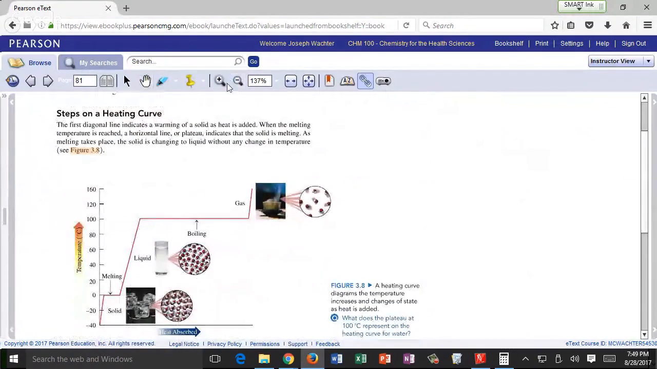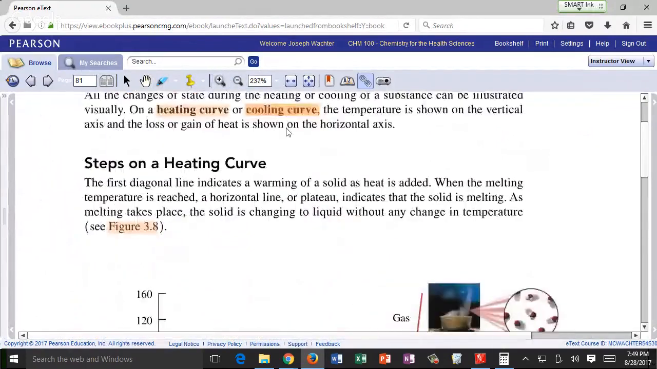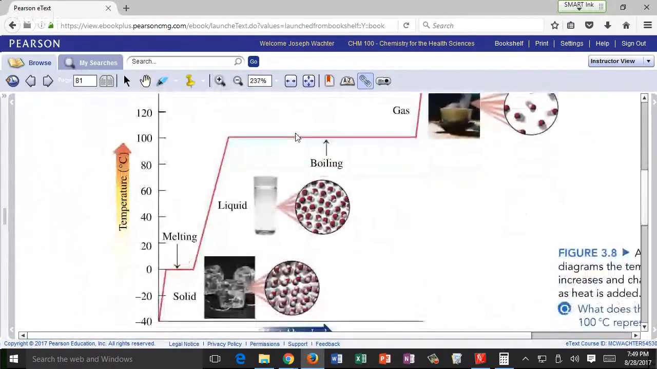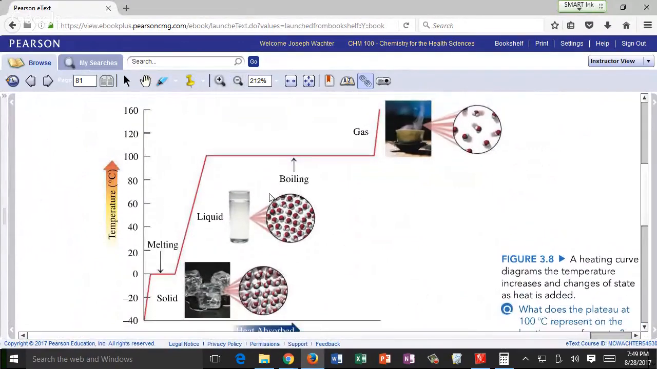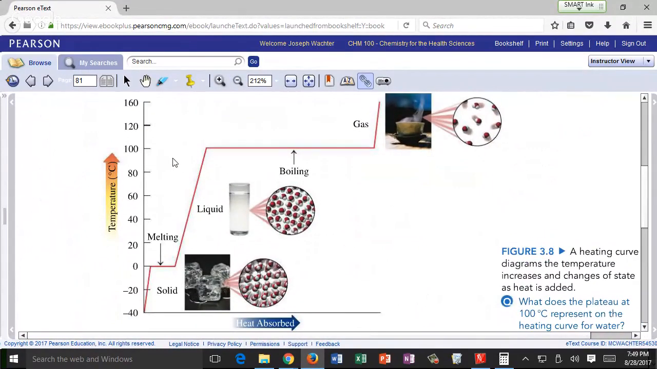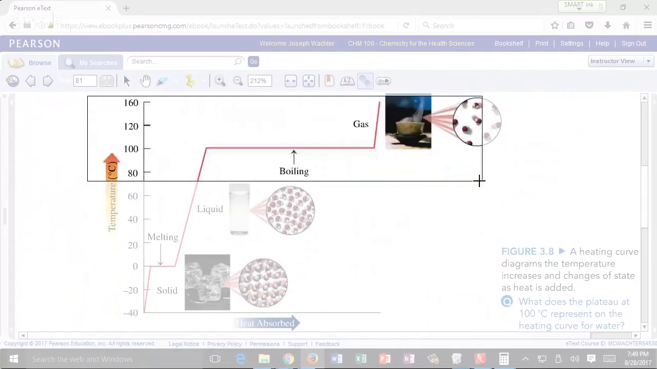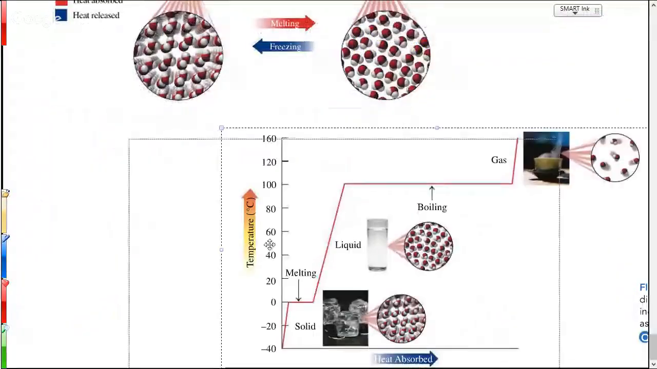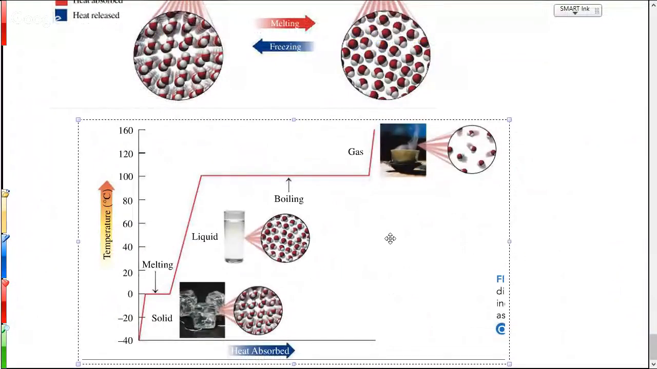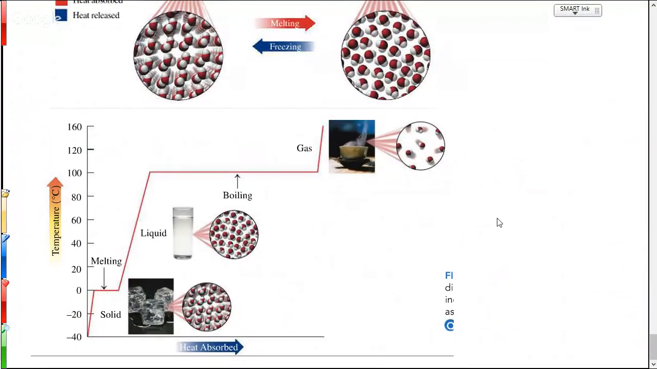So here's a special kind of a graph called a heating curve. Let's see if I can get it on here. I'm going to copy it over so we can draw on it. But this is also from your book. And this is a heating curve for water.